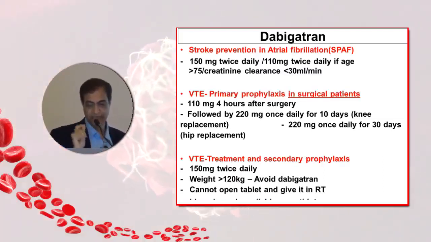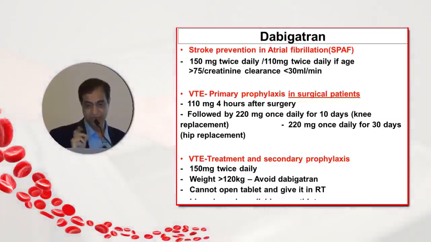And if you get a venous thromboembolic phenomenon, treatment and secondary prophylaxis, the dose is different. It's 150 milligram twice daily, which is the standard dose other than what you'll use for primary prophylaxis. So it's a different dose for primary prophylaxis, it's a different dose for treatment and secondary prophylaxis.